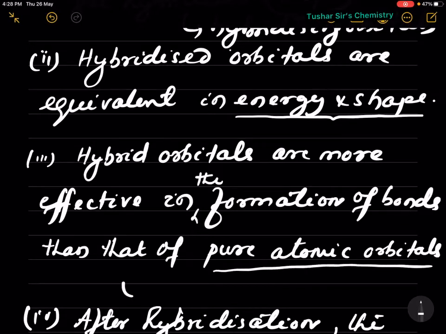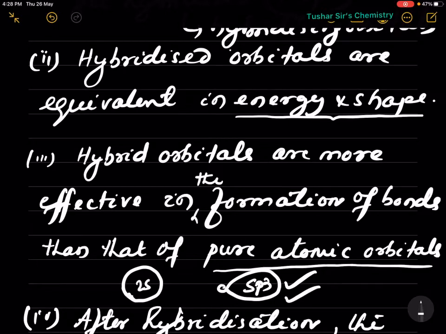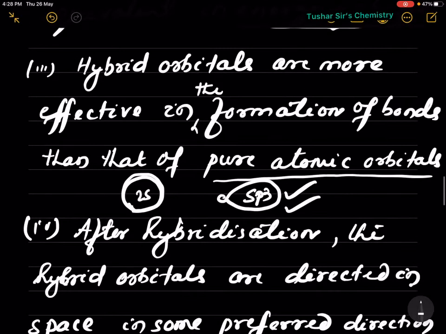Here you see, suppose this is 2s and this is one of the sp3 hybrid orbitals. So this sp3 hybrid orbital can form a better bond than this pure atomic orbital, or you can say it is more effective in bond formation. sp3 is more effective in the formation of bonds than this 2s pure atomic orbital.